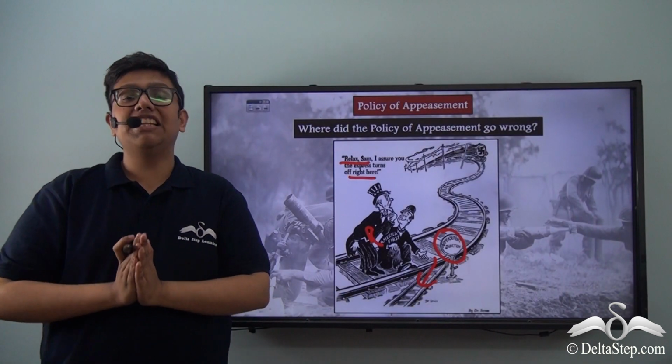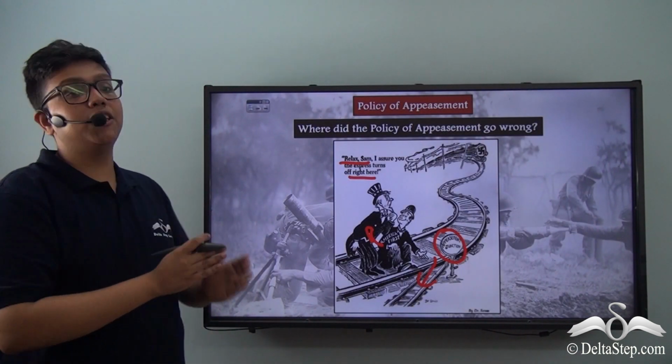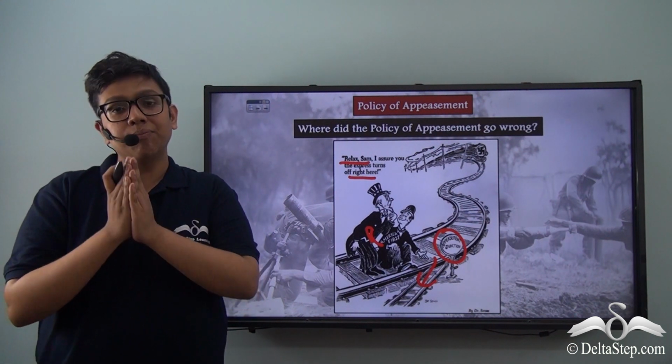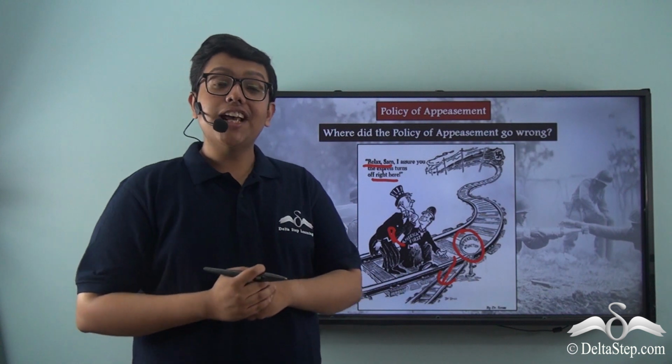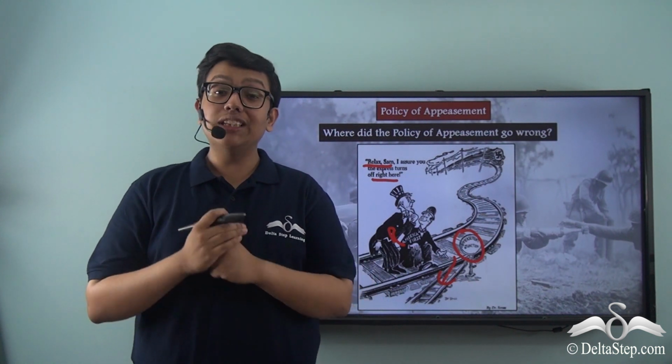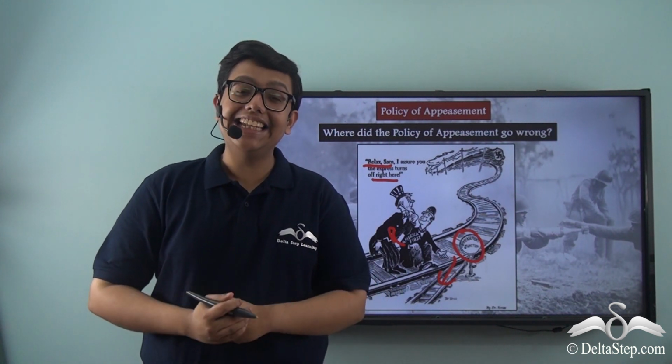In this lesson, we were able to trace how the policy of appeasement was a crucial cause behind the Second World War. In the subsequent lessons, we shall continue our discussion on the various other causes behind the outbreak of the Second World War.